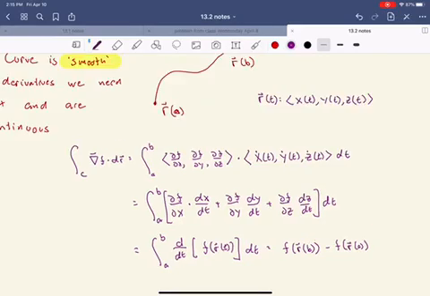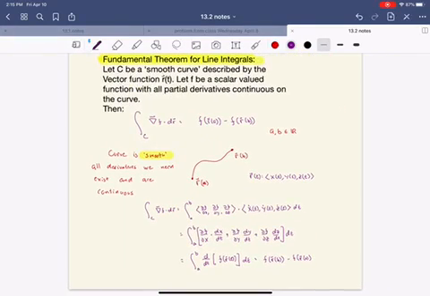Now, there's some details that are missing from this proof. I think we're going to look at that in the next video, though. Okay?